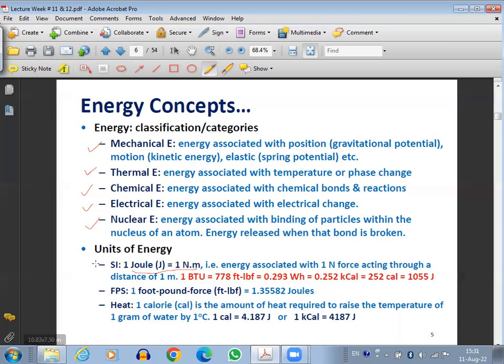This is in the SI system. Then in the FPS system, or the English unit system, 1 foot-pound force equals 1.35582 joules. Also, sometimes heat is referred to in terms of the calorie. 1 calorie is the amount of heat required to raise the temperature of 1 gram of water by 1 degree centigrade, approximately 4.187 joules, or 1 kilocalorie is 4187 joules. So these are some of the units of energy and the unit conversions shown here.